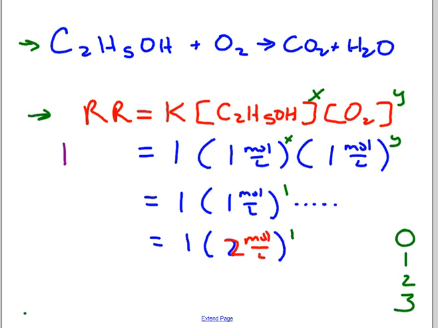If we assume, like most of the teachers did, that our order was a 1, and we know that we started off with 1 mole per liter of ethanol, then my rate would indeed be 1. But if I drank twice as much and had 2 moles per liter, then my rate would double to 2. If I drank 3 times as much and changed this to 3 moles per liter, 3 to the power of 1, then my rate would increase to 3.